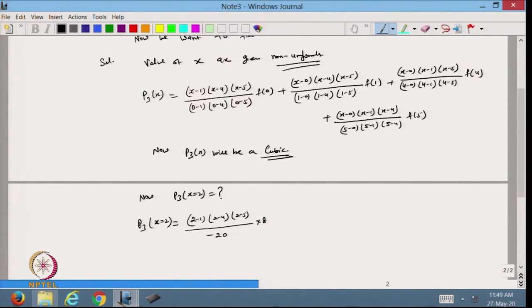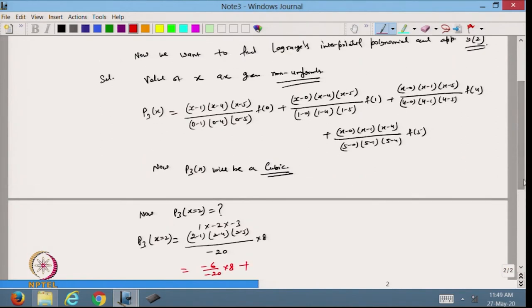And this one I can also calculate. It is 2 minus 1, 1, multiplied by minus 2, multiplied by minus 3. So it is minus 6. So minus 6 by minus 20. I can write this expression as minus 6 by minus 20 into 8 plus. This one I want to calculate. So from here I will get 1, minus 3 and minus 4.